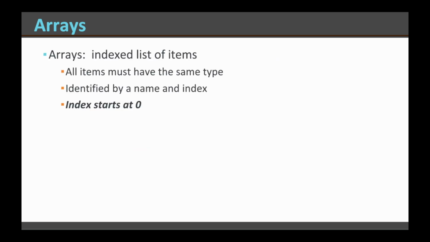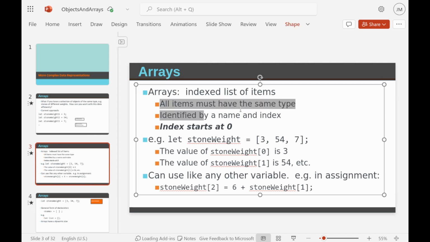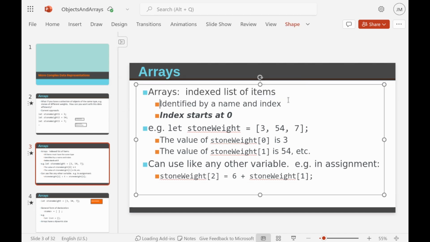Here's where we enter arrays. So arrays are indexed lists of items. That is an artifact of an old age. I thought I got rid of that. I must not have gotten some of these slide changes in, pardon me. That was the case in Java.